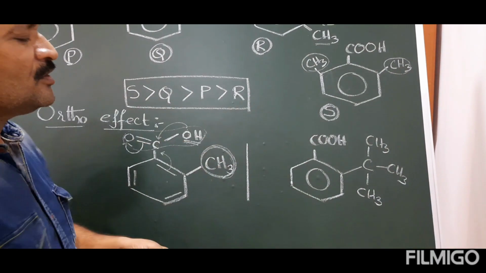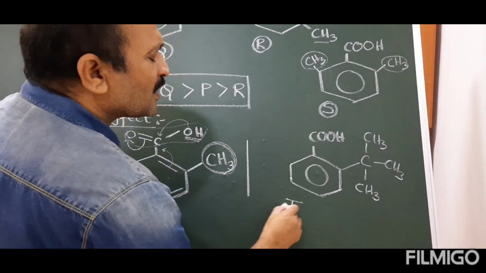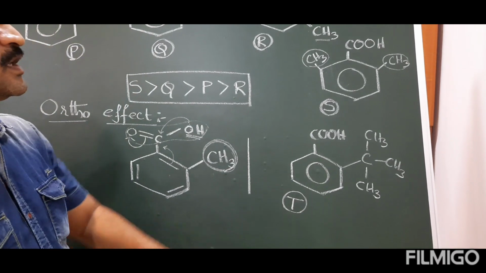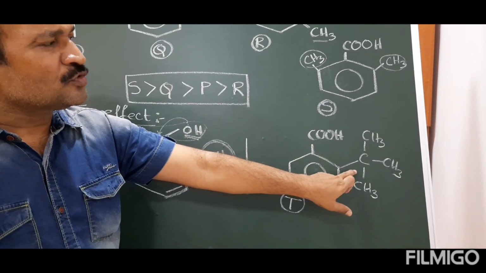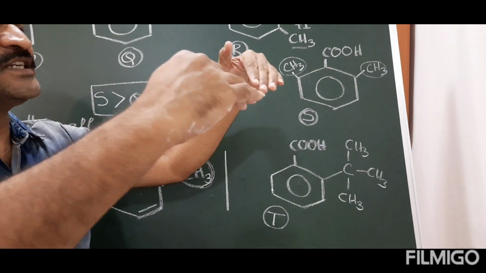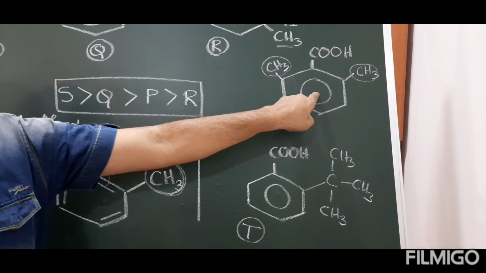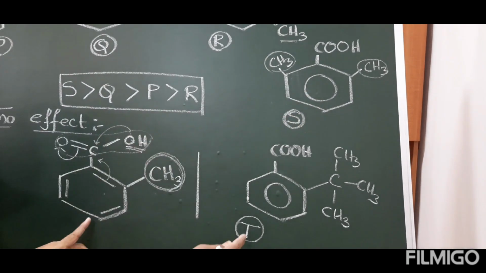Among S and T, for the sake of convenience, T is more acidic. It is too bulky. Even though it is too bulky, here the ortho effect will operate from both directions. So S is more acidic. S is more acidic.